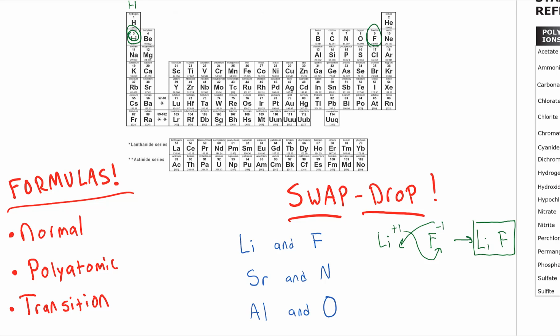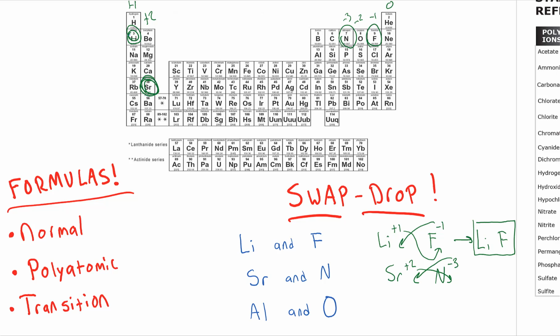Sr and N, well, strontium is right here. It's going to be in the positive 2 column. Sr will make a positive 2 ion. Nitrogen is right here. This is in the 0, negative 1, negative 2, negative 3 column, so nitrogen is negative 3. This number will go here, that one will go there.